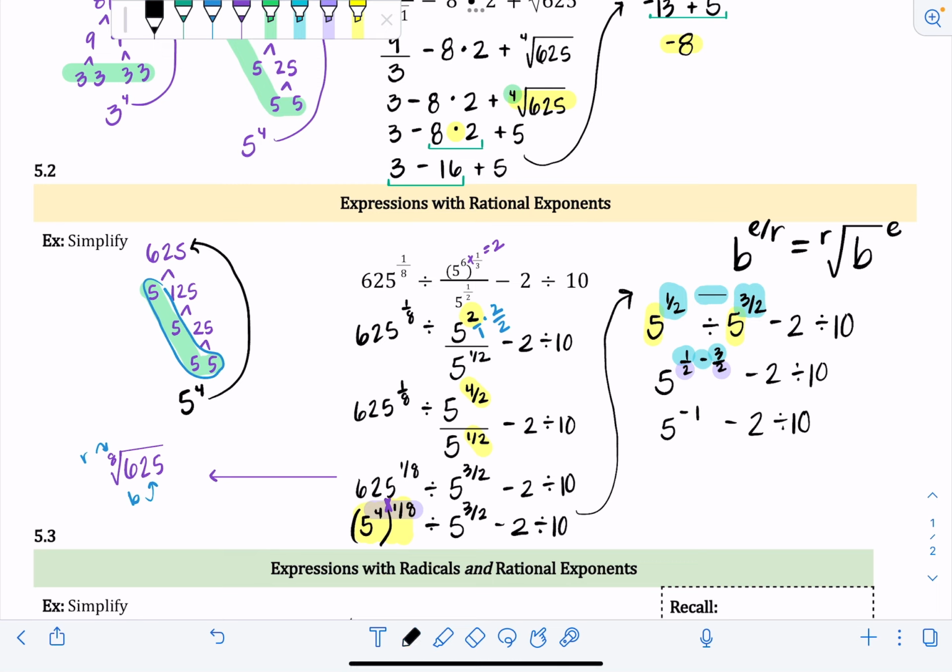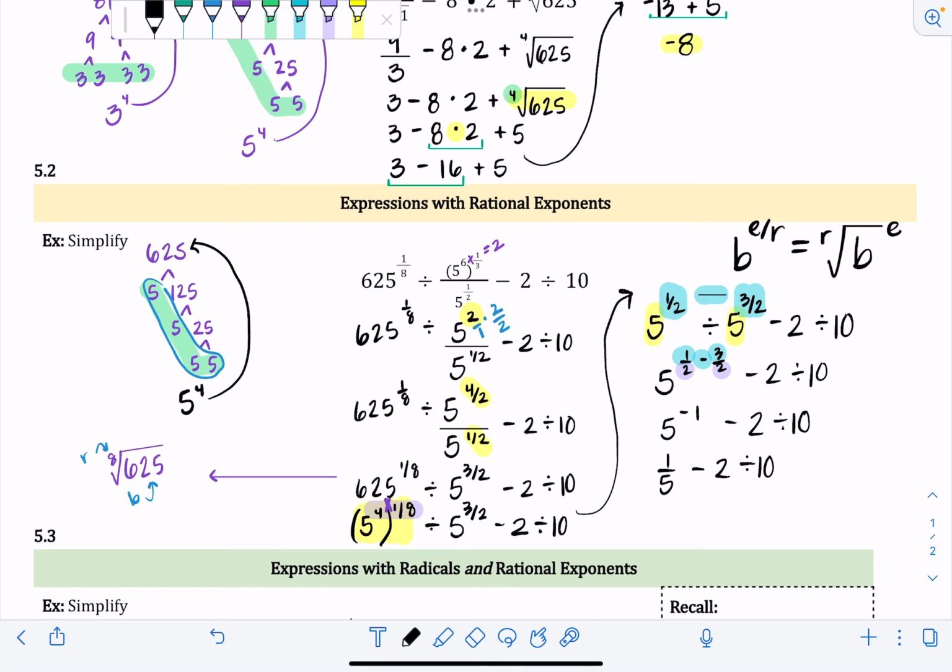And then I remember, miraculously, from a previous lesson, hopefully you do too, that when we have a negative exponent, we take the reciprocal of the base. So the reciprocal of the base is 1/5. It would become 1/5 to the first power, but we don't need to write that first power. So 5 to the negative first power is equivalent to 1/5. And then I'm going to copy down the rest of the problem. So -2 divided by 10. And now it's starting to finally clean itself up.